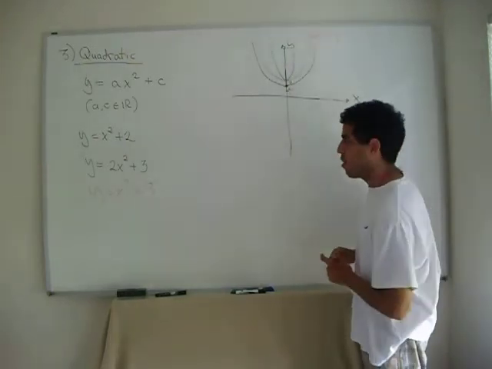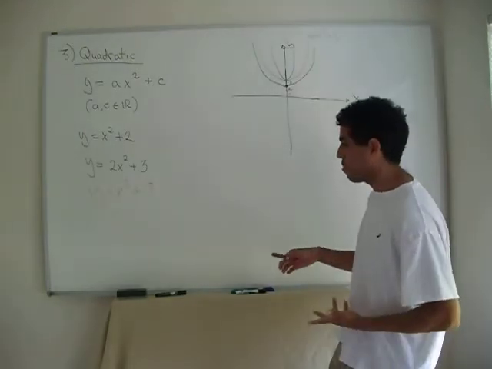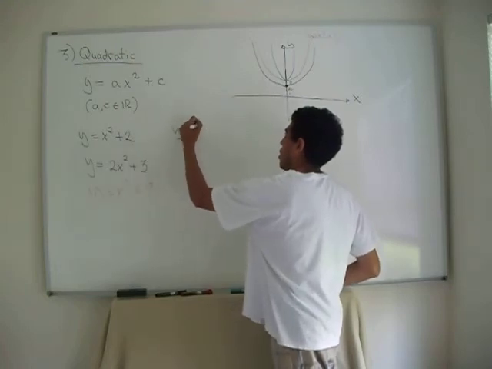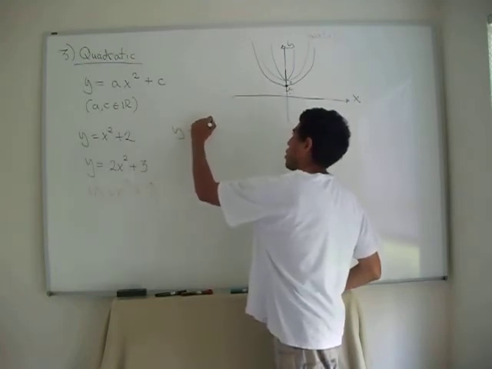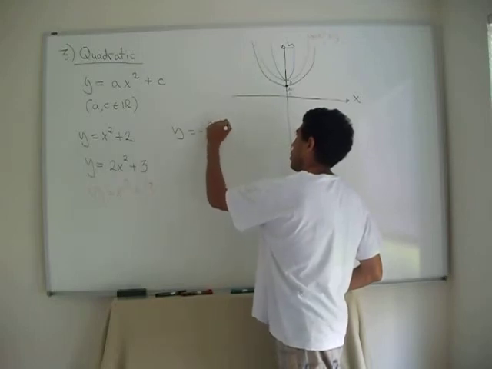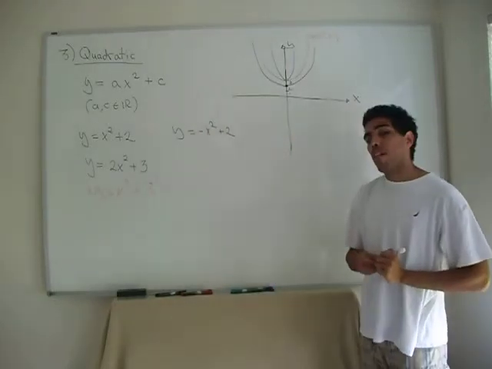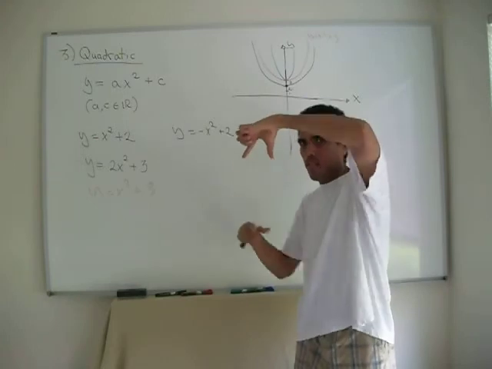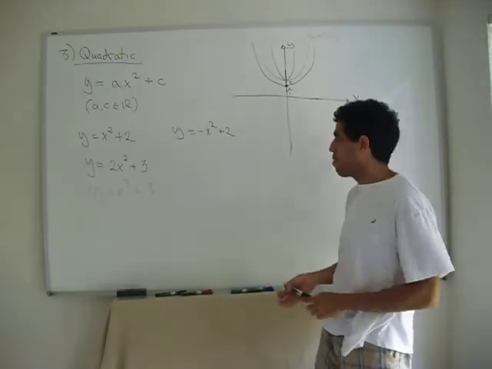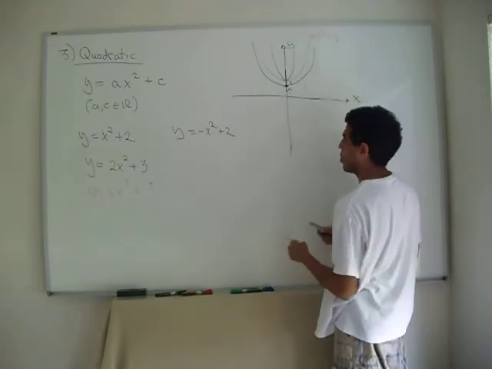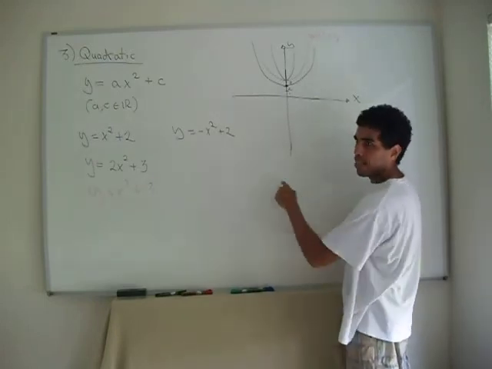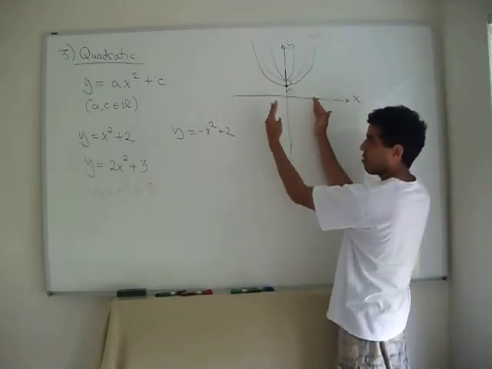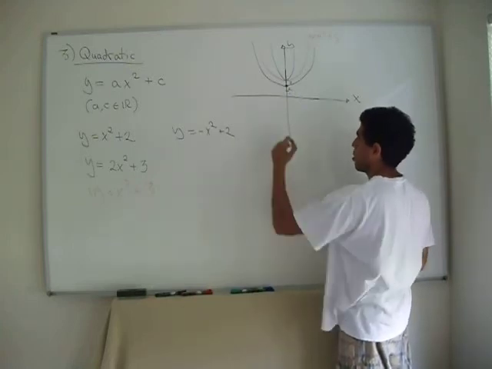Alright, now, what happens if a is negative? Well, same deal. Let's say minus x squared plus 2. Remember what we said about a in our previous video? If a is negative, the concavity is going to be down. So, a is minus 1, the cut with the y-axis is located at 2, so it's right here. But the concavity is going to be down, because it's minus 1. So the function is going to be this.